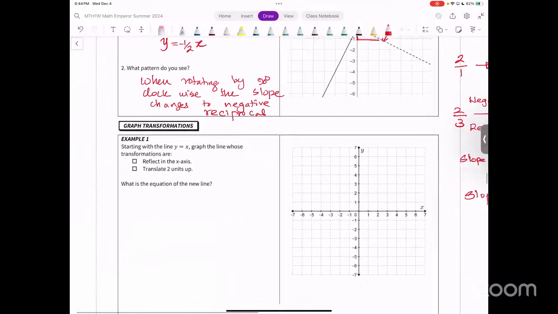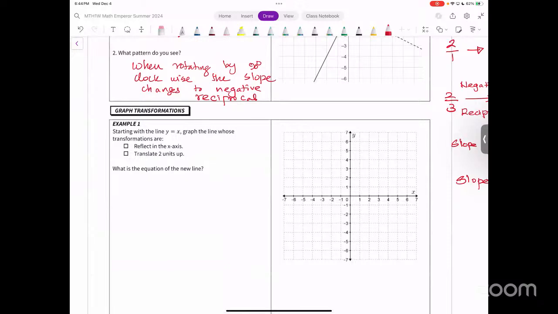Okay, so we're going to go back to a little exercise. Starting with the line y is equal to x, graph the line after a reflection on the x-axis. So I'm going to draw my first line, y is equal to x. When I reflect on the x-axis, what is going to happen? Every point will be switched. So slope became negative. So negative of x, isn't it? I just did the first step. What's happened to my graph?